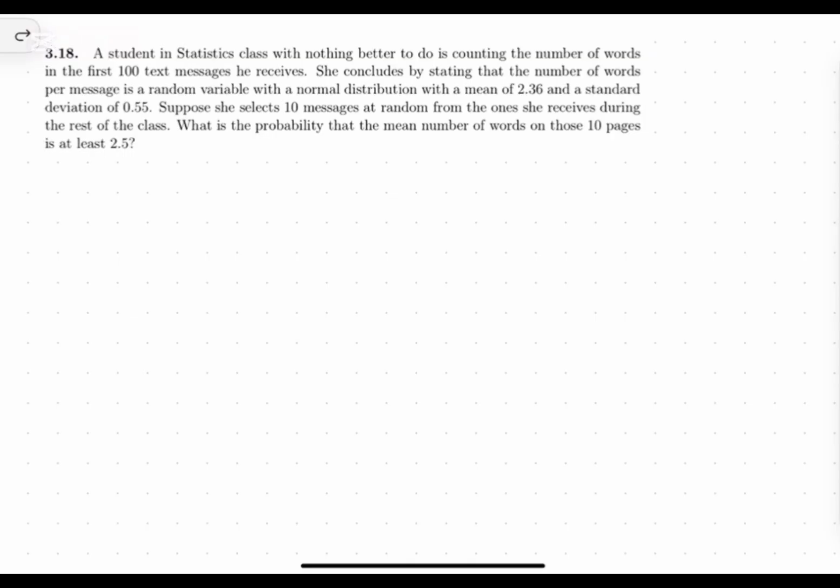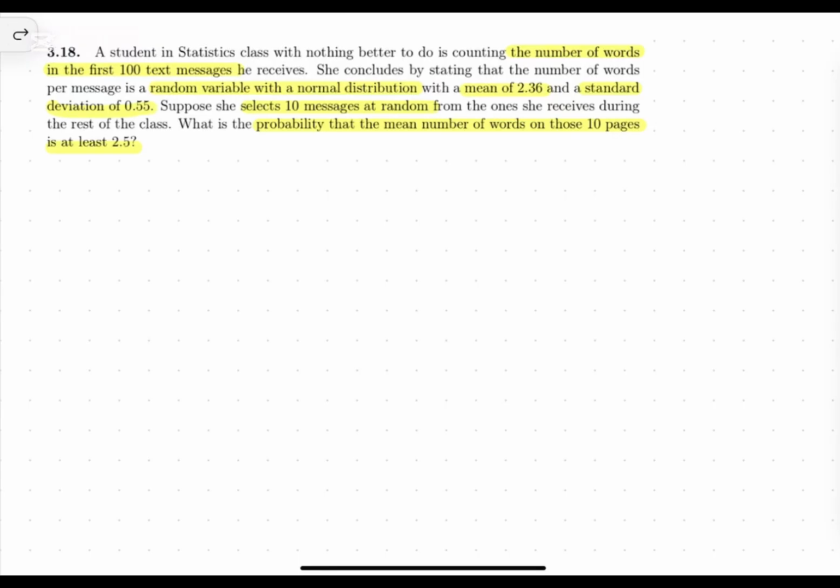We have been asked to solve exercise 18 from Unit 3, so let's solve it step by step. The statement says: a student in a statistics class with nothing better to do is counting the number of words in the first 100 text messages she receives. She concludes that the number of words per message is a random variable with a normal distribution, with a mean of 2.36 and a standard deviation of 0.55. Suppose she selects 10 messages at random from the ones she receives during the rest of the class. What is the probability that the mean number of words in those 10 messages is at least 2.5?